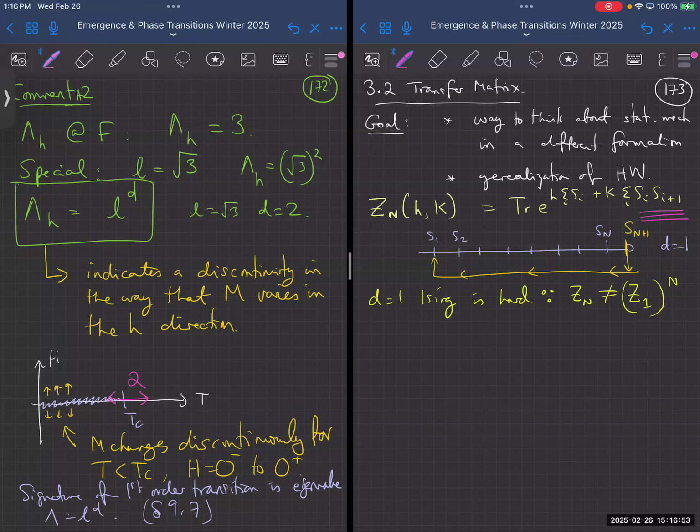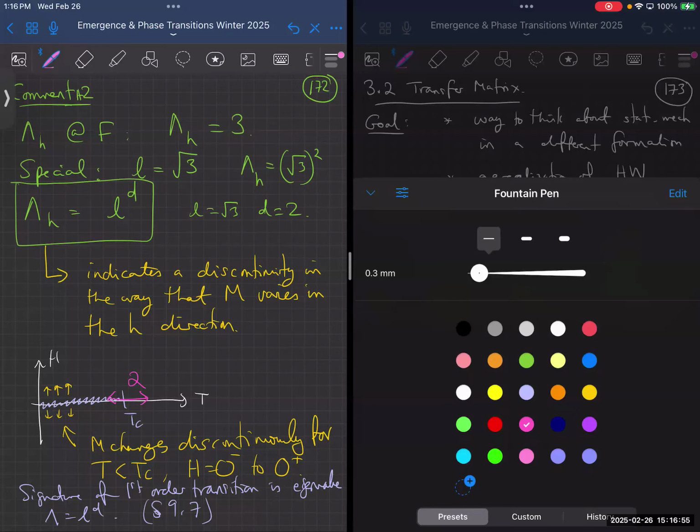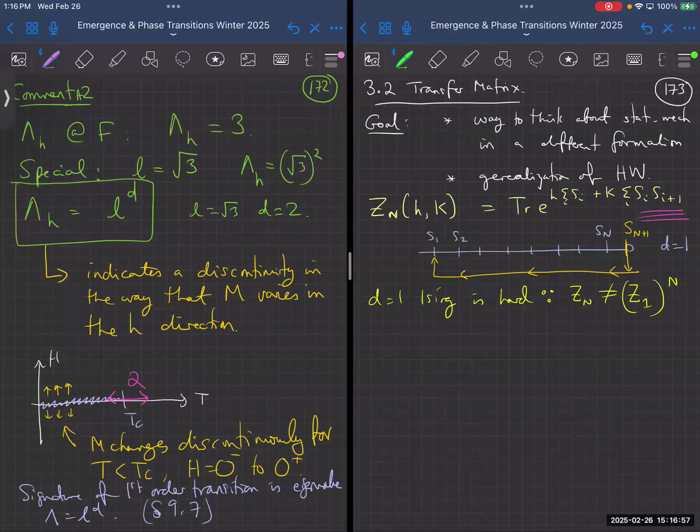So the transfer matrix is a trick to actually figure out how to factorize it. So what the transfer matrix is, I'm going to put just brackets, parentheses around this, is a way to factorize the partition function. It's very clever, and the idea is as follows. So here's the trick.